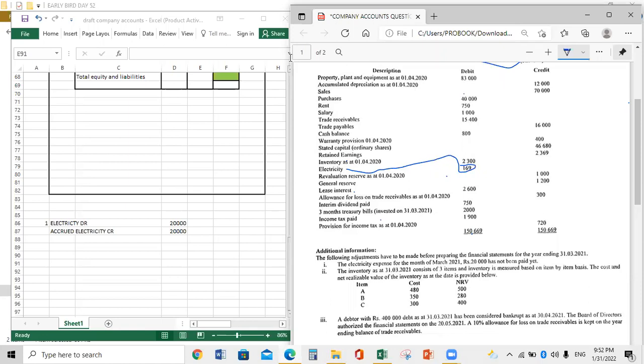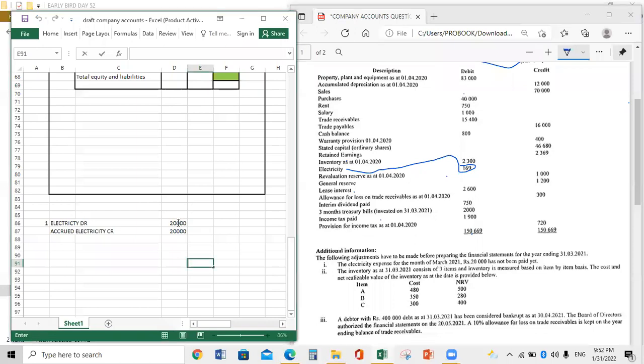The electricity expense given is 169,000, right? You're going to incur another 20. You should add it because even if it's accrued, it's relevant for the year. So you will add the 20. That means how much is your correct electricity value? The correct value is going to be 189,000.